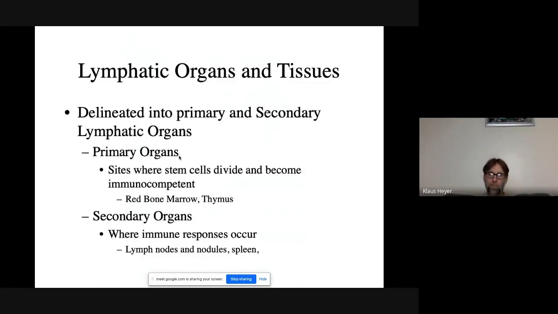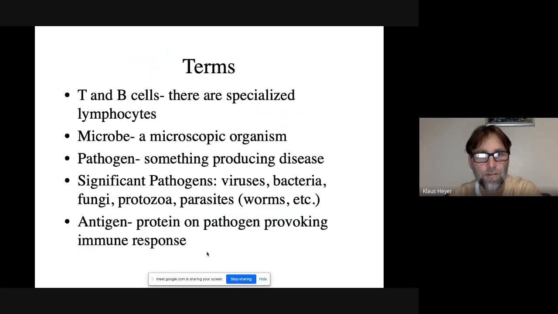So there's two types of organs, right? These are parts of your lymphatic system, technically: red bone marrow, thymus, lymph nodes, lymphatic nodules. Those lymphatic nodules are kind of like lymph nodes, but lymph nodes have a capsule around them, and lymphatic nodules don't. I haven't really gotten to that yet, but they're similar to lymph nodes. Let me go through a little more.